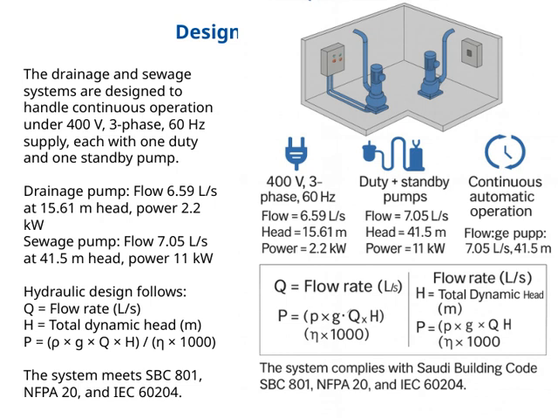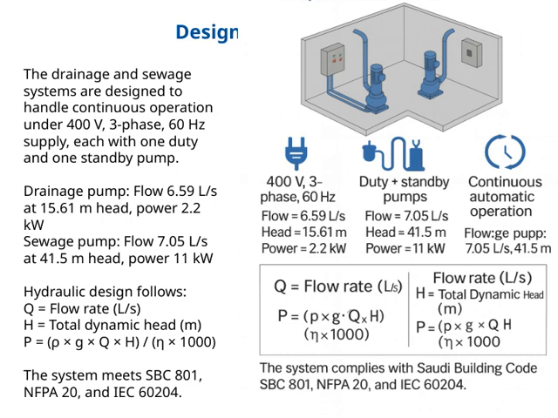For the drainage pump, we're looking at a flow rate of about 6.59 liters per second, with a head of approximately 15.61 meters. It consumes around 2.2 kilowatts of power. On the other hand, the sewage pump has a slightly higher flow rate, 7.05 liters per second, and operates at a much higher head of 41.5 meters, with a power requirement of 11 kilowatts. Now, the hydraulic design follows some fundamental principles.